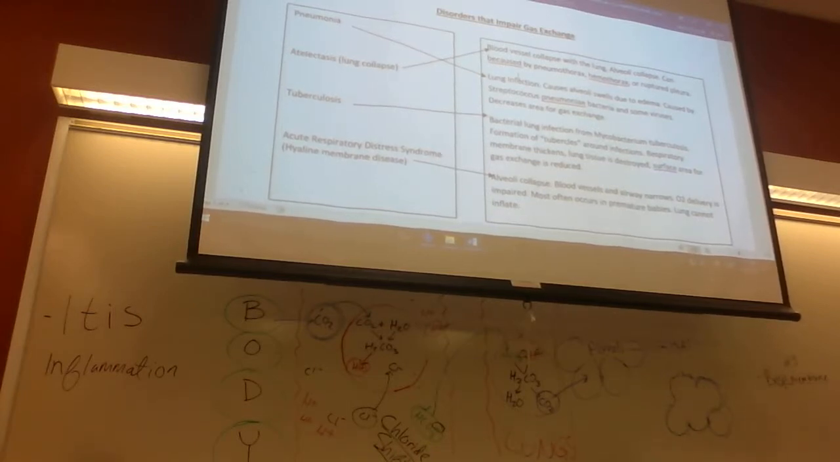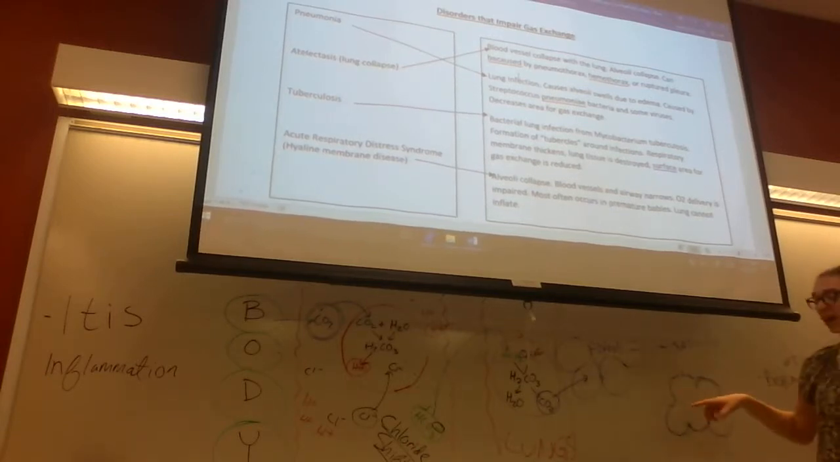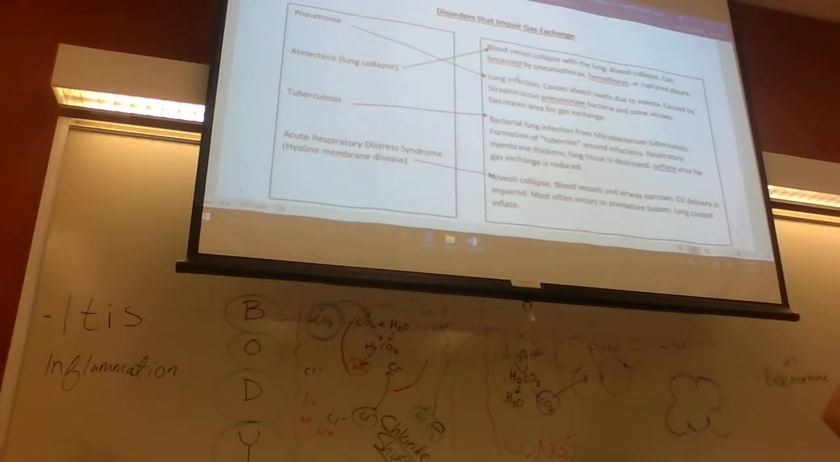So pneumonia is a lung infection, and this causes your alveoli to swell. So when your alveoli swell up, they get kind of puffy. This can lead to edema. A lot of the time, pneumonia can be caused by Streptococcus pneumoniae bacteria and some viruses. When your alveoli expand, you also lose surface area because they kind of expand into each other. So it's a bad thing with pneumonia. And you get fever and everything. Any questions on pneumonia? No?